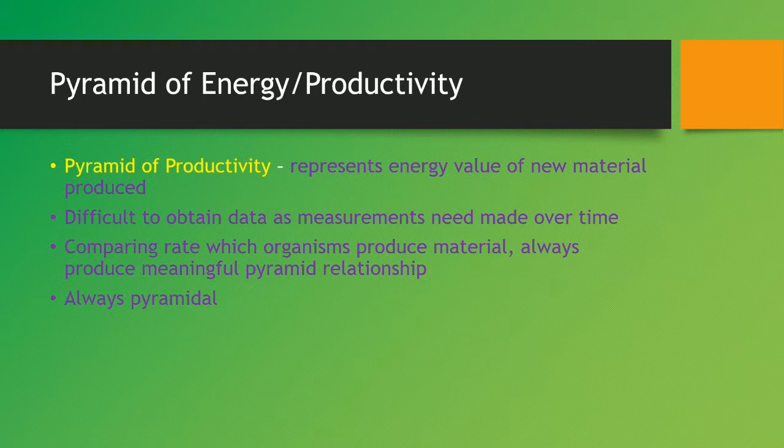Instead though, you can go with a pyramid of productivity, and this represents the energy value of all new material. And this is difficult to obtain the data because the measurements need to be made over time. You can compare the rate at which organisms produce material, and it always produces a meaningful pyramid relationship, and they're always going to be pyramidal. It is quite complicated to do one, and therefore most people do a pyramid of numbers or a pyramid of biomass, but the pyramid of productivity is the best one to do.